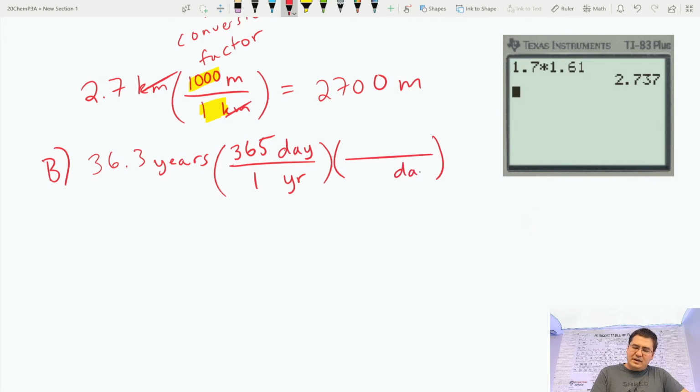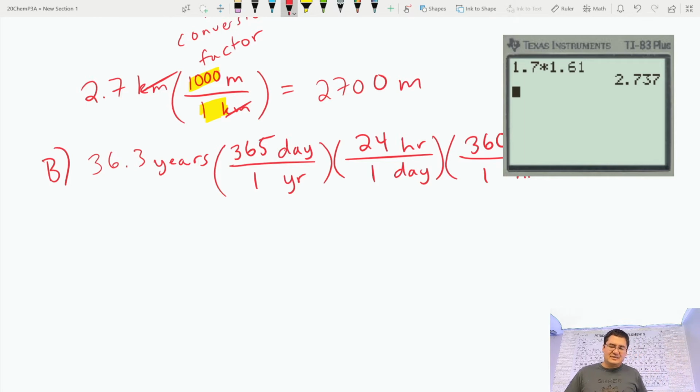I can convert from days to, let's say, hours. 1 day has 24 hours. Think through, where am I going to put hours? I need to get seconds eventually. Where am I going to throw the hours in this fraction? I throw them on bottom, and I throw seconds on top. Now I know, because I've done this a lot, that 1 hour has 3,600 seconds. But if you didn't know how many seconds were in it, you could go from hours to minutes, minutes to seconds. That would be 60 times 60.